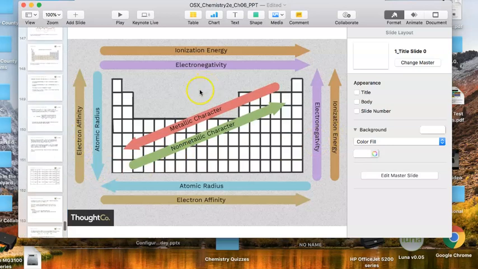Now, as you go from left to right, ionization energy increases.